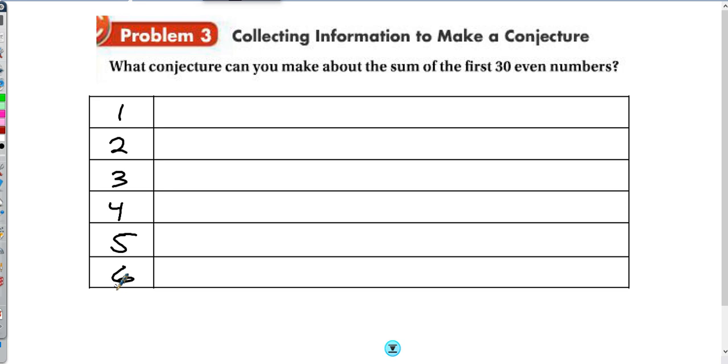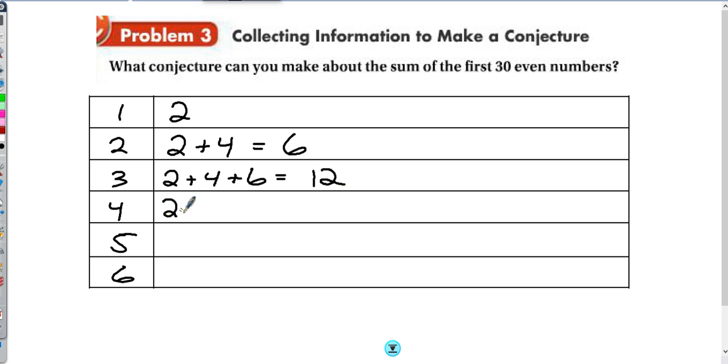So what's your first even term? 2. The sum of that is 2. Then you're going to do the first 2 terms. If you start with 2, what's the next term? The sum of that is 6, right? Your first 3 terms: you have 2 and 4 plus the third one, which is now 6. This is going to be 12. That's quick math.